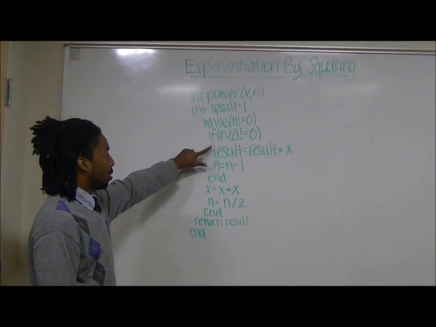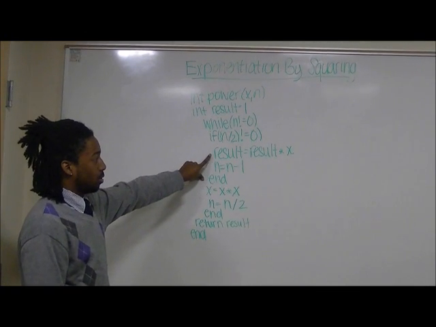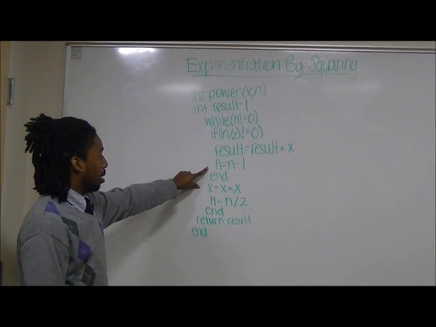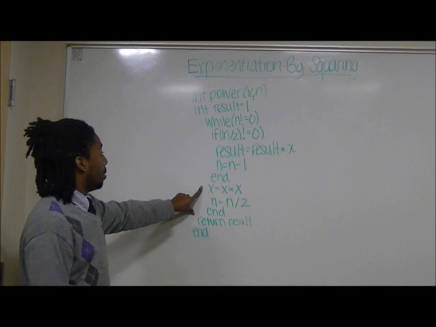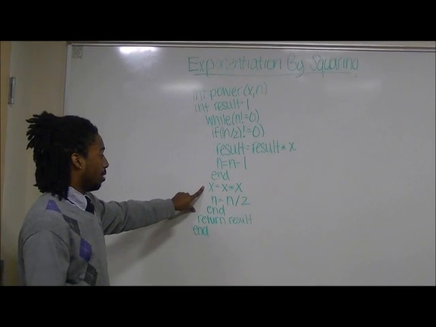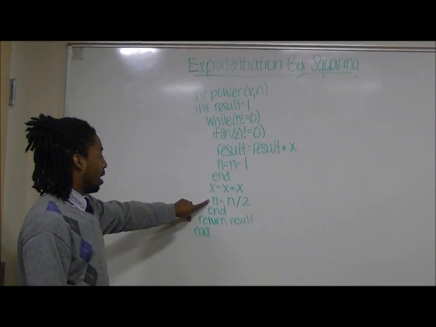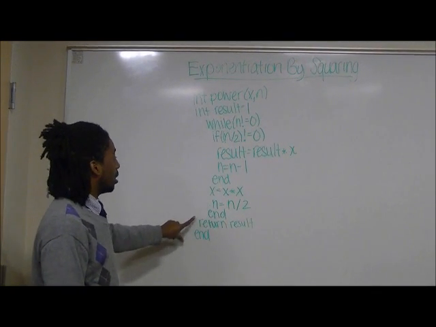If it's odd, it will go through this method. Result equals result times x. And it will take n and subtract 1 from it. And then it will end that method. And we'll have x down here multiplied by itself to get a new x. And we will then divide n by 2 to get n and end the code.